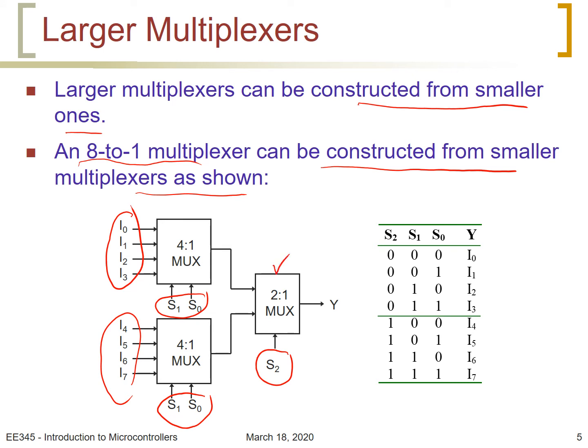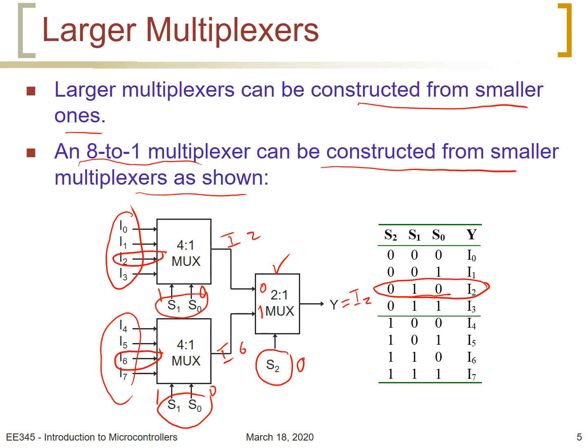Let's take an example. Let us take the inputs S2, S1, S0 to be 0, 1, 0 as an example here. So if these are 0, 1, 0, it means S1, S0 is 2. So this is 1, 0, and this is 1, 0. So this will be I2 here, which is this one, and I6 will appear here also because it is at this input 2, and this goes to input 0, and this goes to input 1, and this is 0.